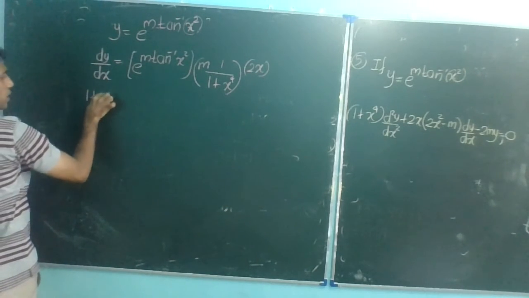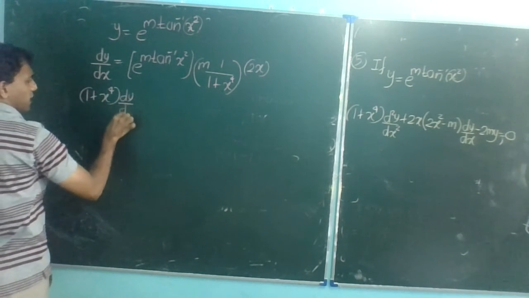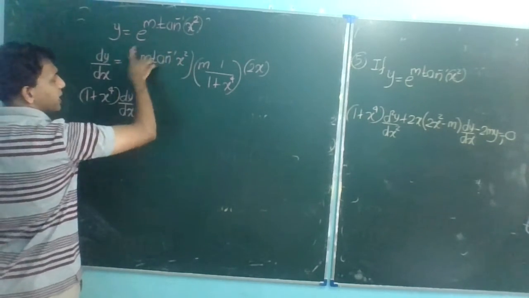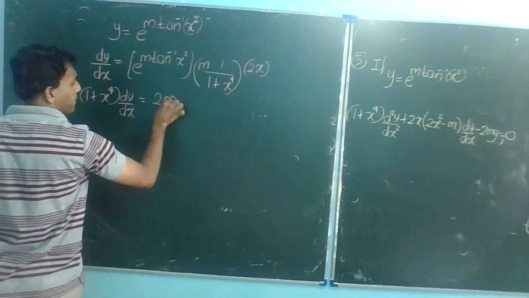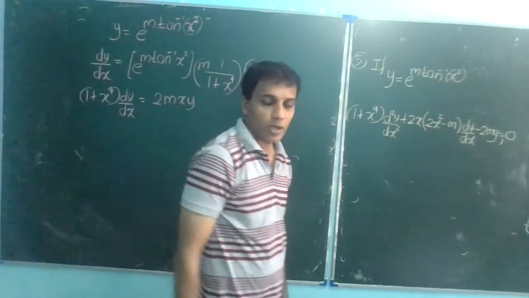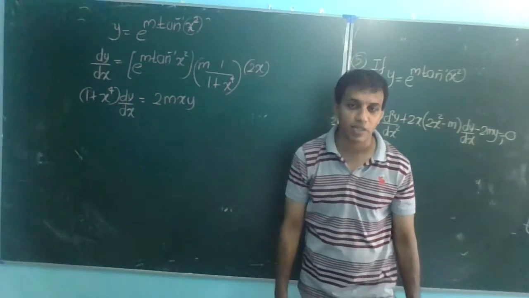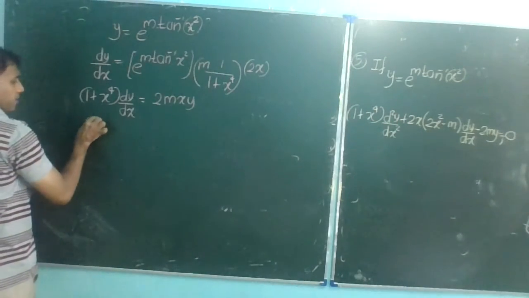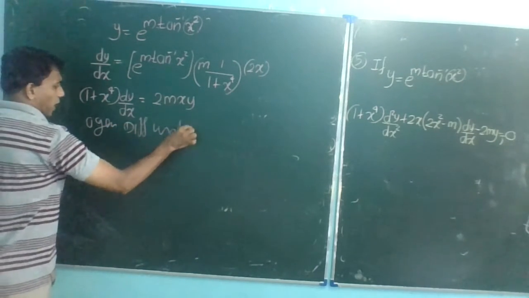Now better you can multiply by the LCM here. 1 plus x to the power 4 into dy over dx. Okay. Here what? This is y. This is y. This is y. If I say y here, 2 there, x there, m there, right? 2mxy, okay, 2mxy. That's all the first differential coefficient. Now again differentiate with respect to x.